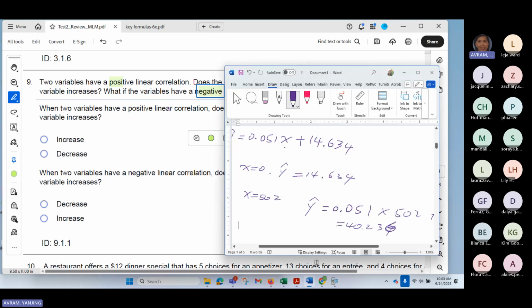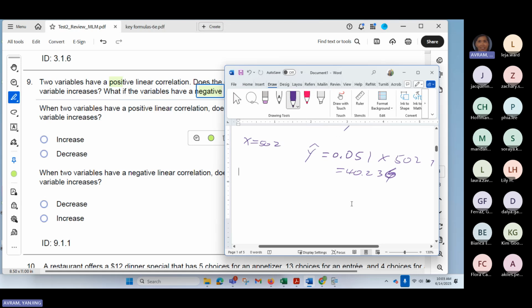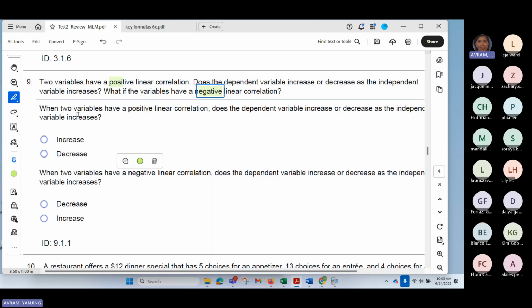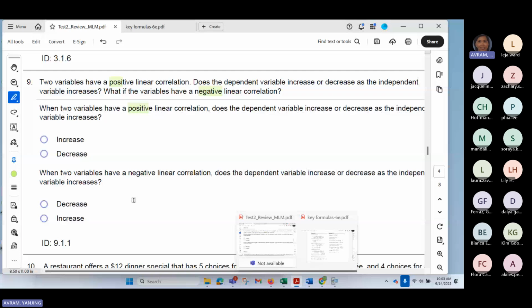All right, so let me show you what is positive, what is negative. Look at that. This is called positive linear regression. This type is called negative linear regression. All right, the first one right here has a positive. Does a dependent variable increase or decrease as the independent variable increases?